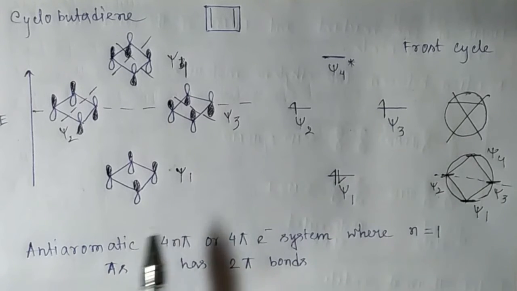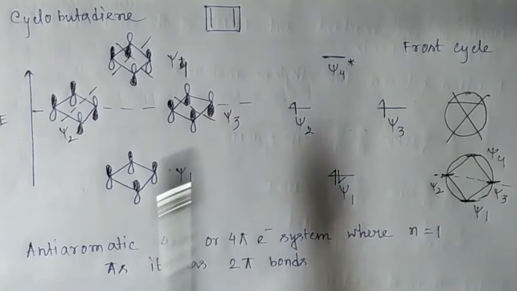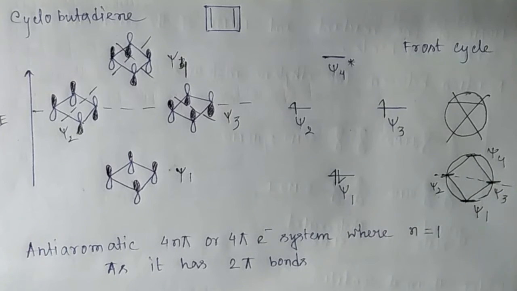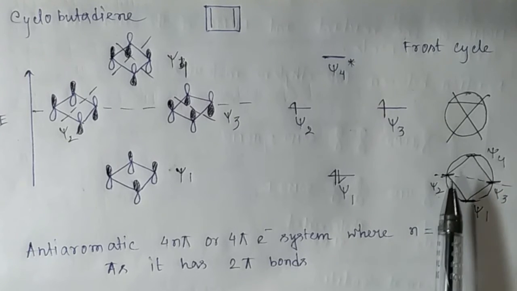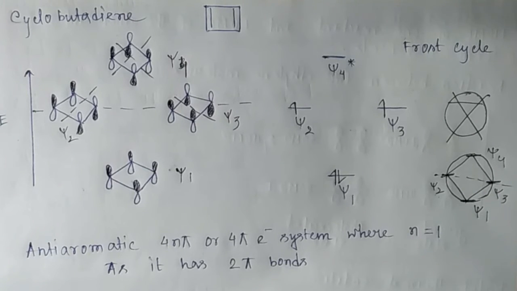But you can also say from this Frost circle that it is anti-aromatic, because earlier I have told you that the molecule will be aromatic only if all the bonding MOs below the central dashed line contain 2 electrons. But if any MO above or on the horizontal line contains electrons, then it will be anti-aromatic. That is why cyclobutadiene is anti-aromatic.